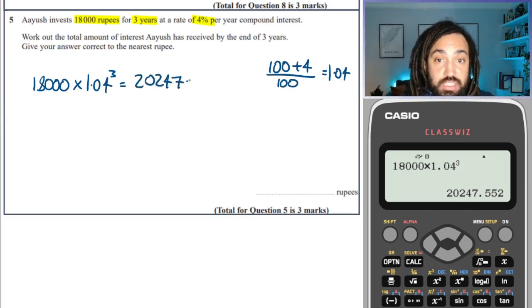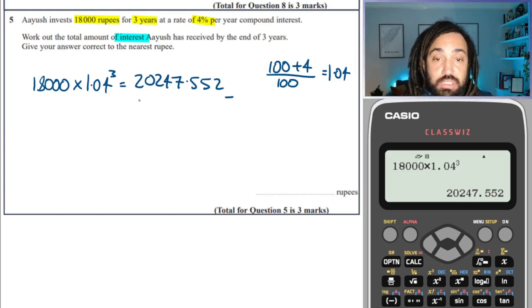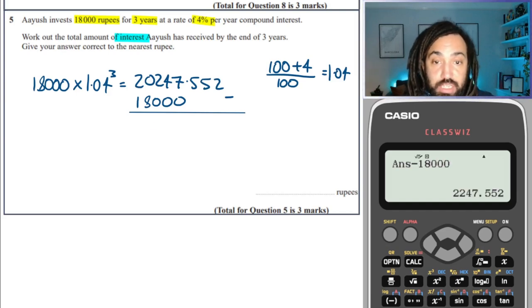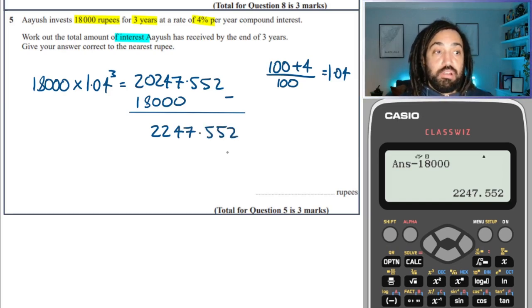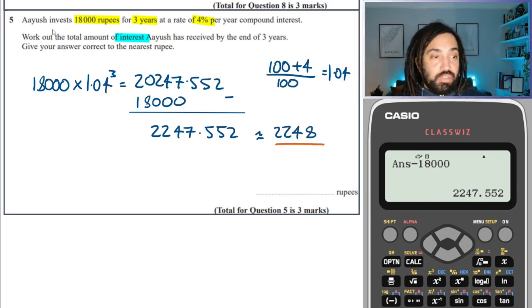So this is the amount in the account, but how much of that is interest? So what we need to do is subtract the original amount to get how much money was made via interest. So subtract 1,800, the starting amount, and we get 2,247.552. It says the nearest rupee, so that is approximately 2248. Bosh. How exciting.